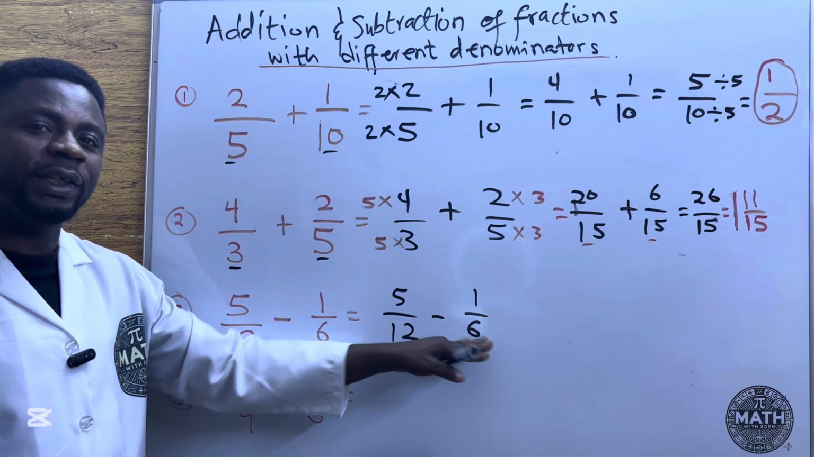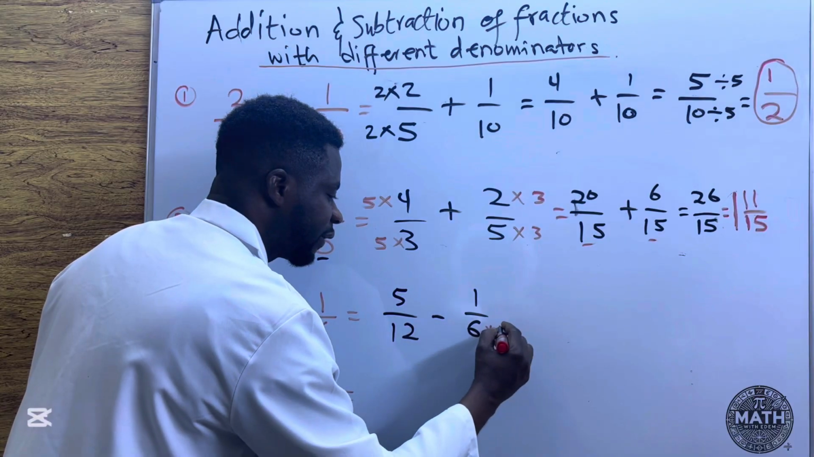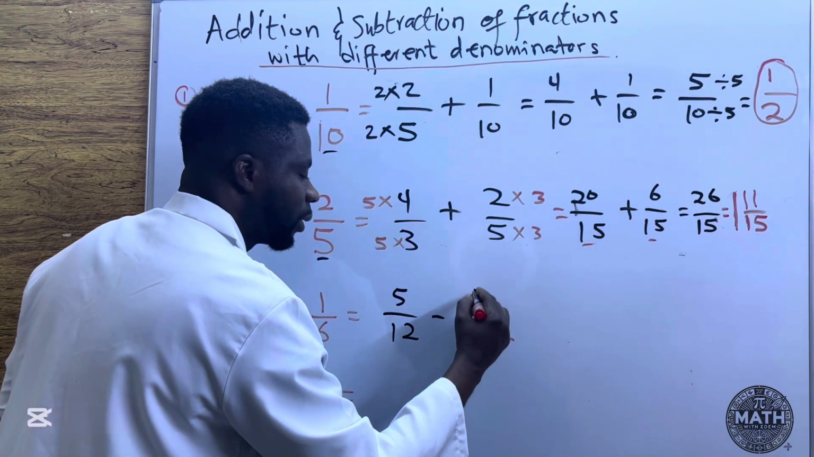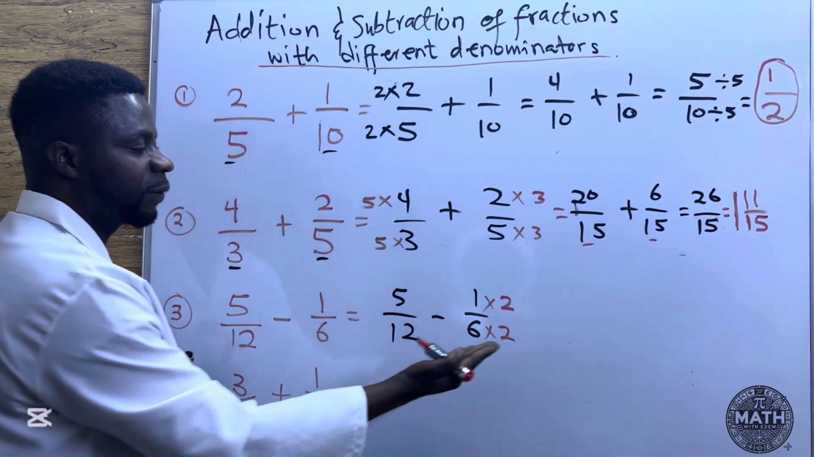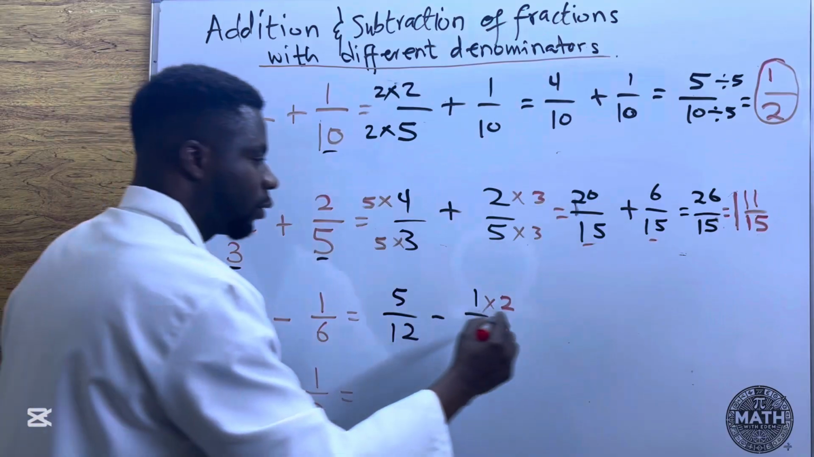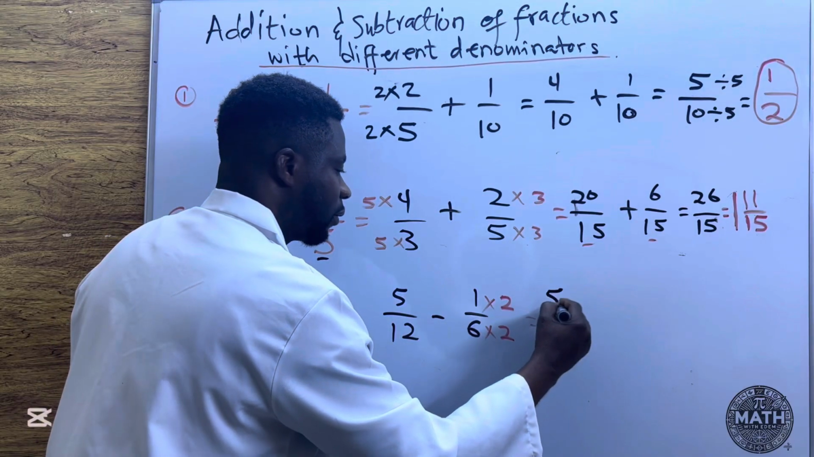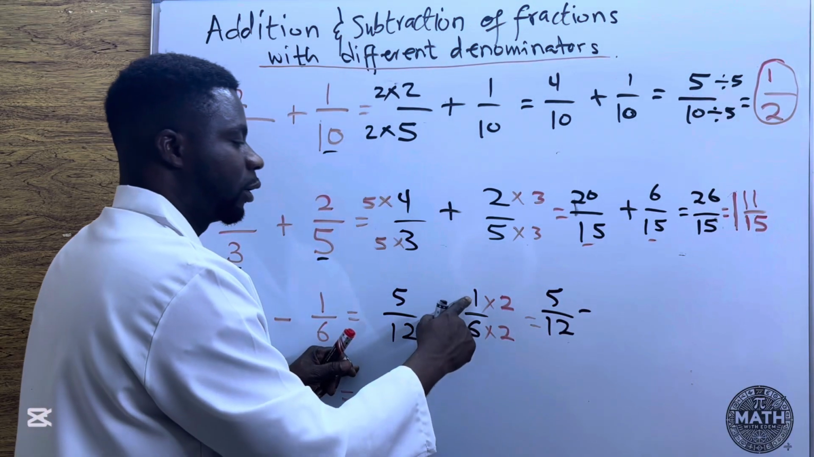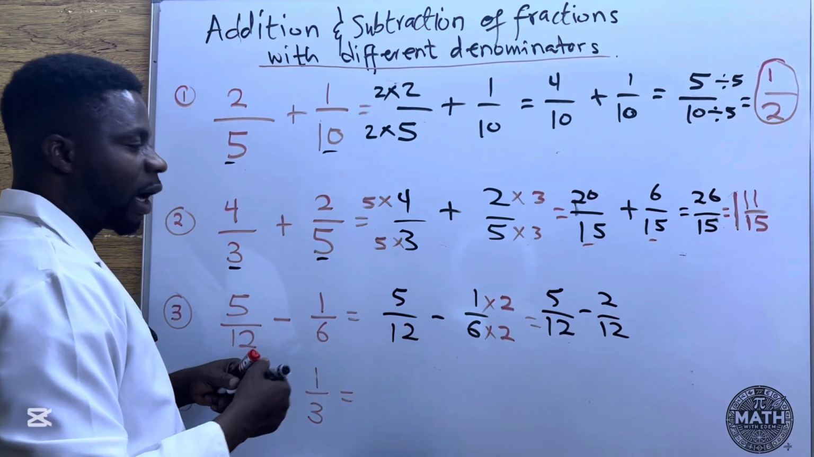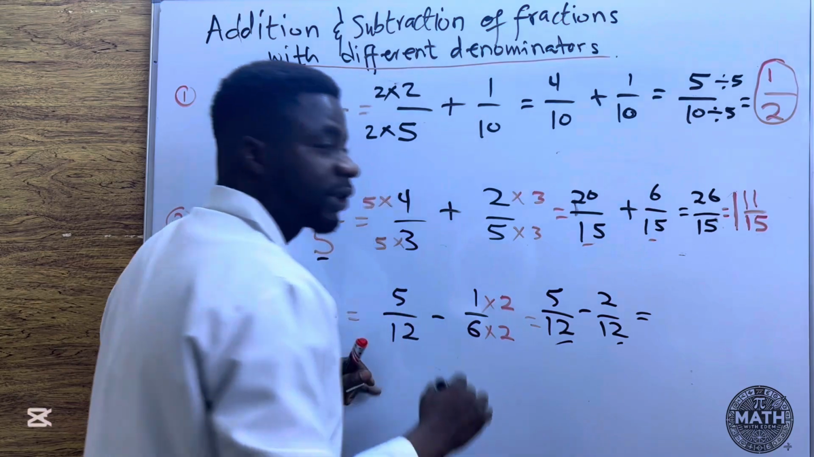Now you realize that 12 is a multiple of 6. So it is easier to make the denominators 12. Okay, so simply we are just going to multiply this fraction by 2, because 2 times 6 gives us 12, and we multiply the 1 also by 2. Don't forget, when you multiply the denominator by a number, multiply the numerator also by the same number. So let's go to the next one. I'm going to be repeating this fraction, that is 5 over 12 minus, so 1 times 2 gives us 2 over 12.